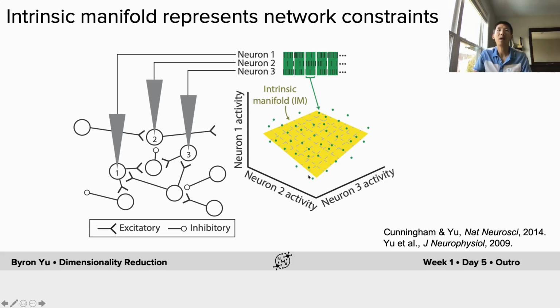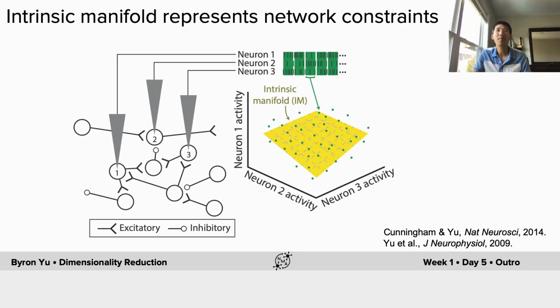So you can think about the intrinsic manifold as capturing all the pairwise correlation relationships among the neurons, right? And we, in the field, have been measuring these pairwise correlations for decades, and this low-dimensional space puts all these pairwise measurements into a coherent entity.